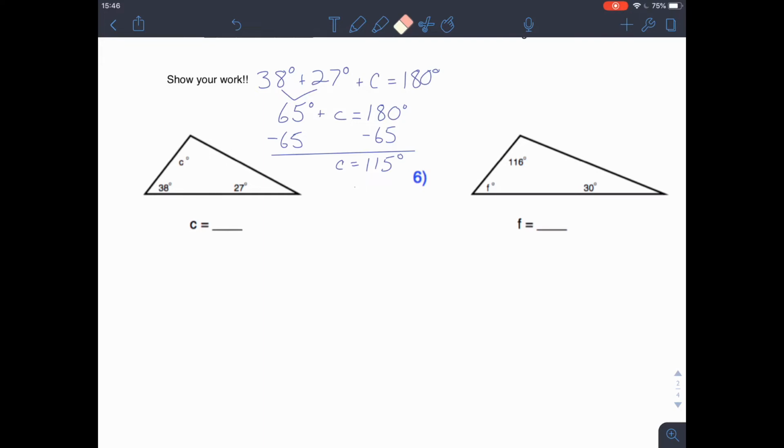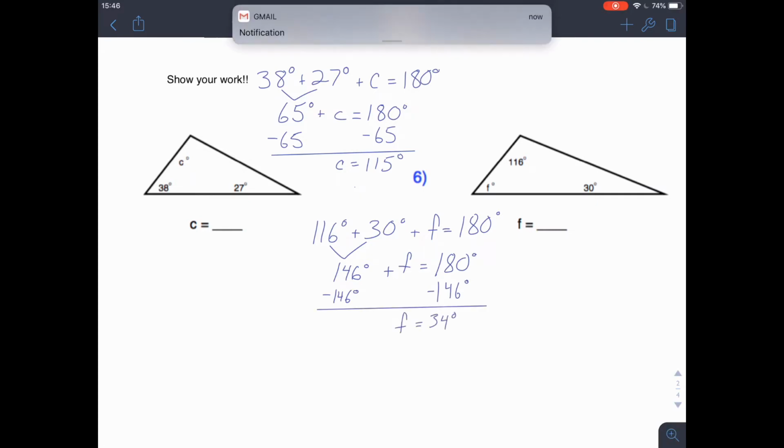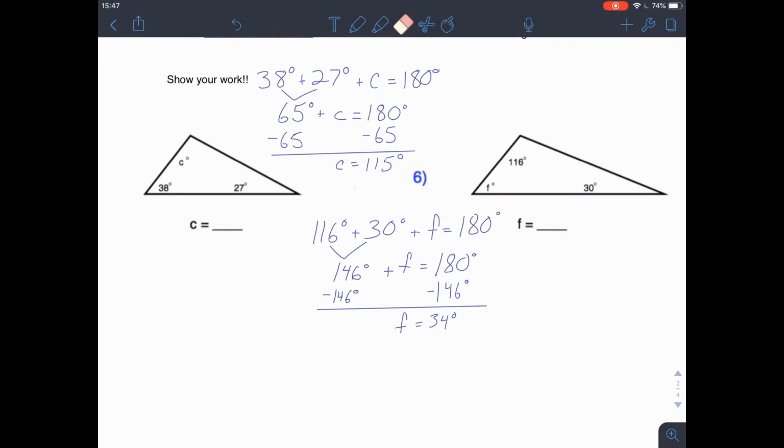You can pause the video here and try to find the missing angle in the triangle on the right. How did it go? To start off, you should have written an equation by adding together all of the angles that you knew and the variable for the missing one and setting that equal to 180. Then you combine like terms, getting 146 degrees plus f equals 180. And then undo your operation there with the inverse, so addition with subtraction. And that leaves us with the measure of angle f being 34 degrees.